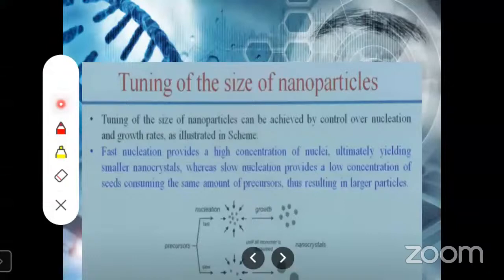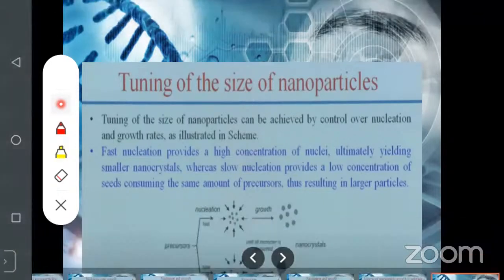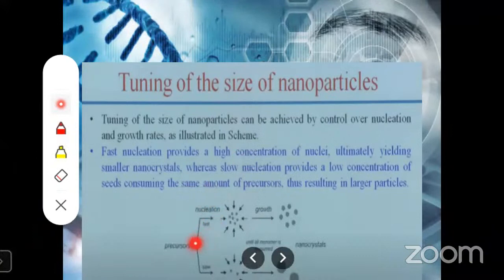So here you can see the image of nanocrystals, and again the concentration of precursors decreases and increases at the down stage. So for the nucleation, if it is faster, it will give fast growth, and if it is slow, it will give slow reactions. And that results in the larger particles and the smaller ones.